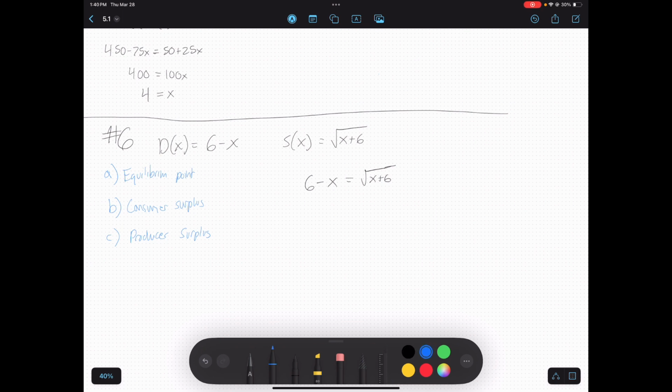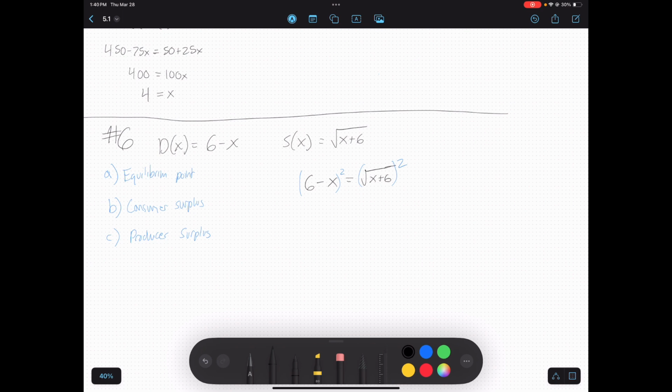I've got 6 minus x on one side and a square root of x plus 6 on the other side. Well, the biggest problem here is that square root, so I'm going to get rid of it. How? By just squaring this whole side. But if I do that to one side of my equal sign, I have to do that to the other side of my equal sign.